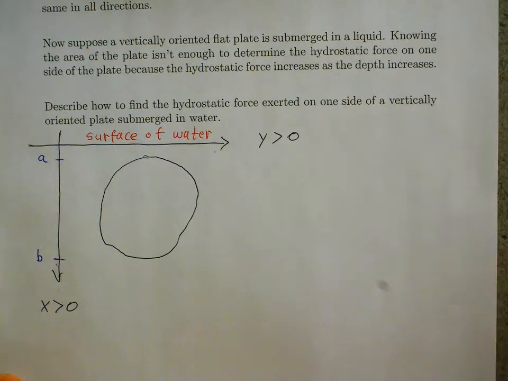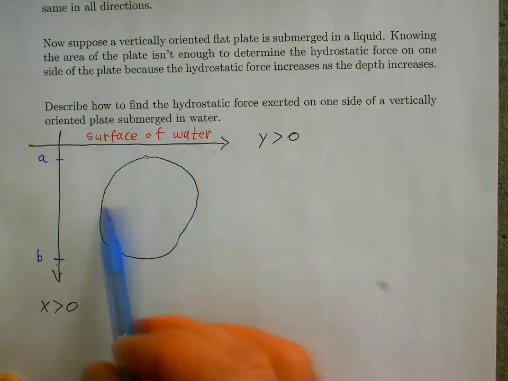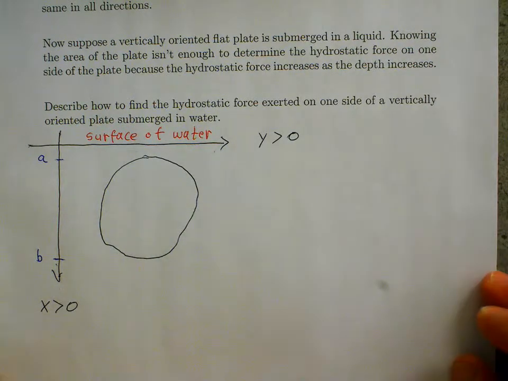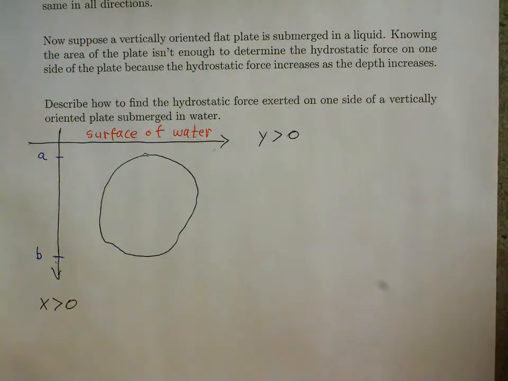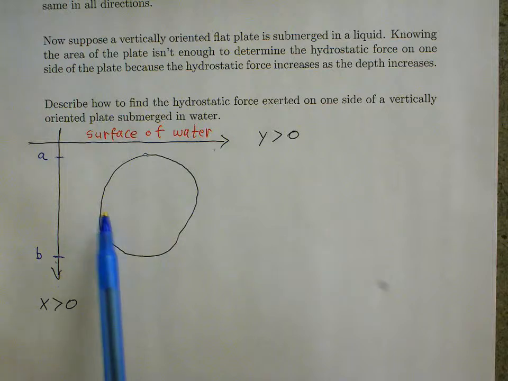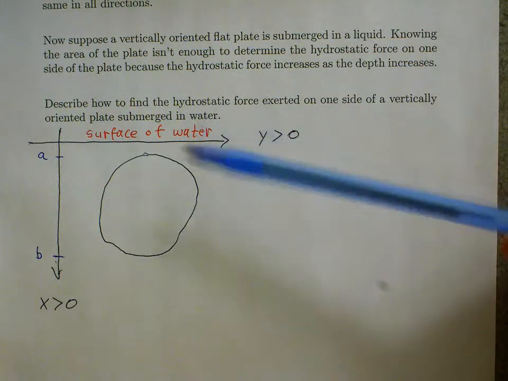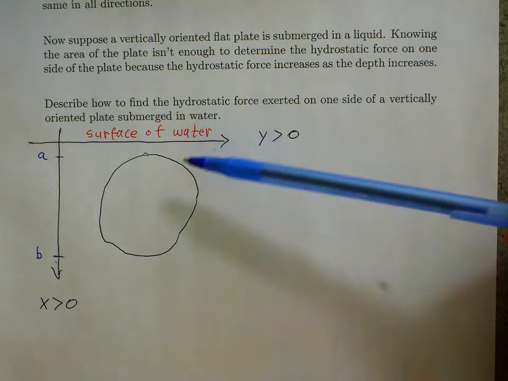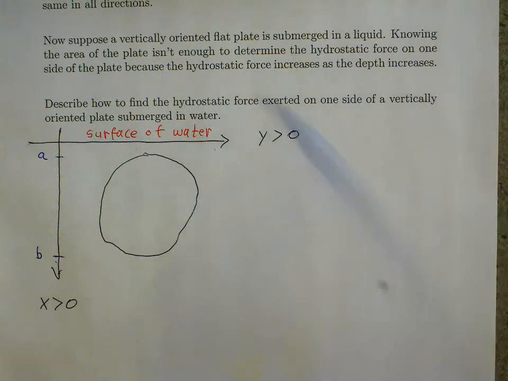And then we'll construct a rectangle for each of the subintervals. And we'll approximate the hydrostatic force on each of those rectangles for each of the subintervals. And then we'll add up those hydrostatic forces, and that will be an approximation of the total hydrostatic force exerted on one side of the plate.